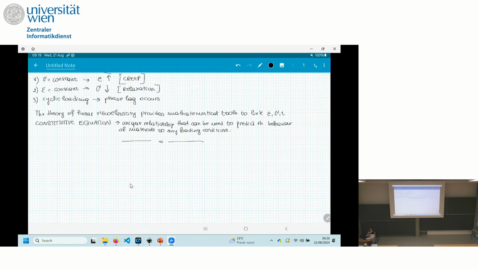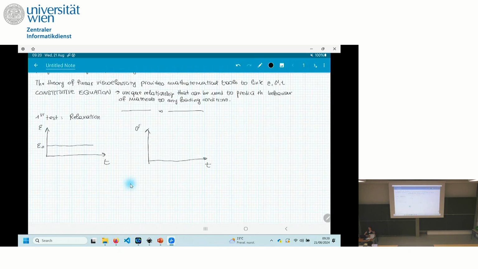So as we were saying, the first test that most people perform is that of relaxation. It's either relaxation or creep. It depends on your setup. So what's the relaxation test? What do we keep constant in the relaxation test? The strain, correct. So we apply a strain and we look at how the stress behaves, and what are we expecting? Something that decreases.